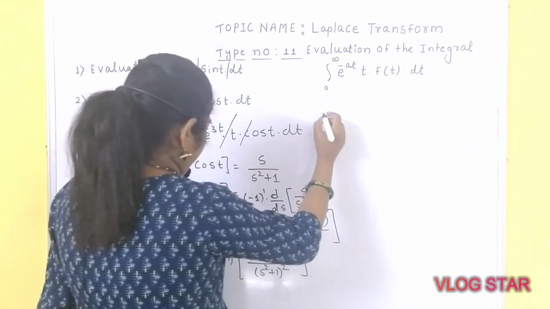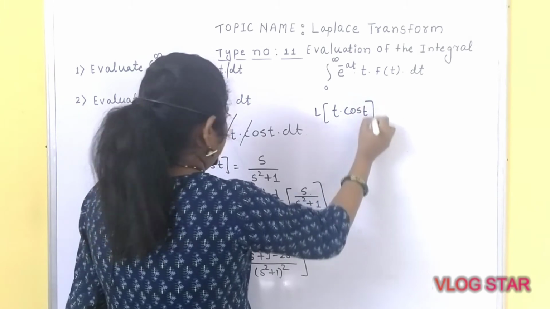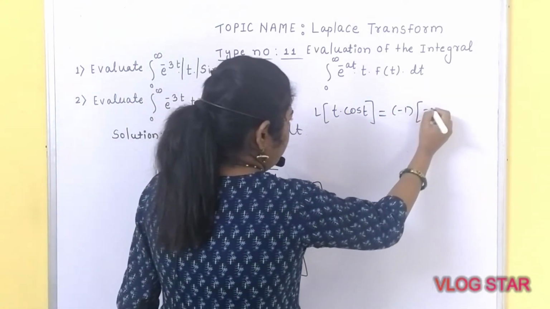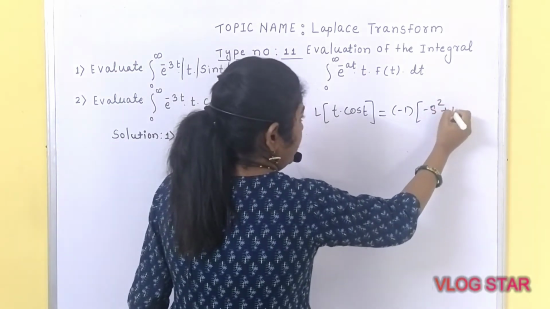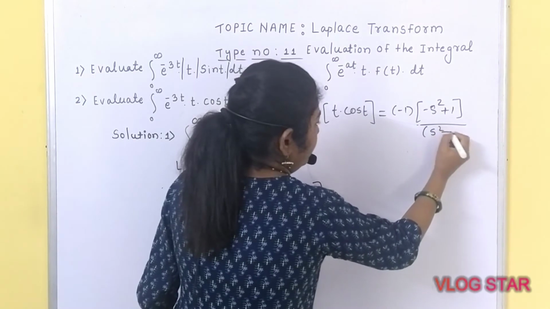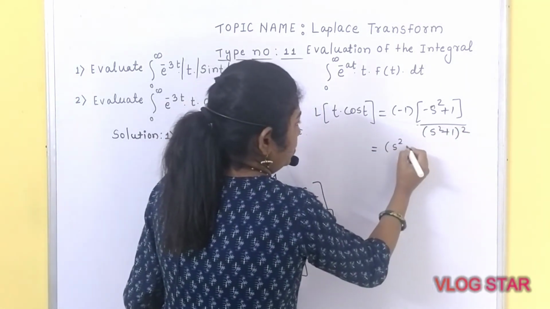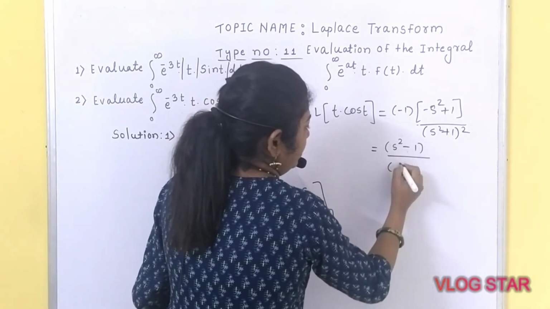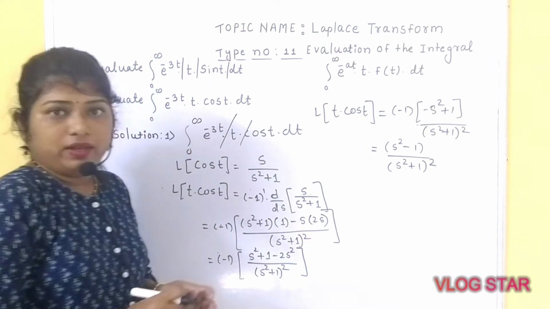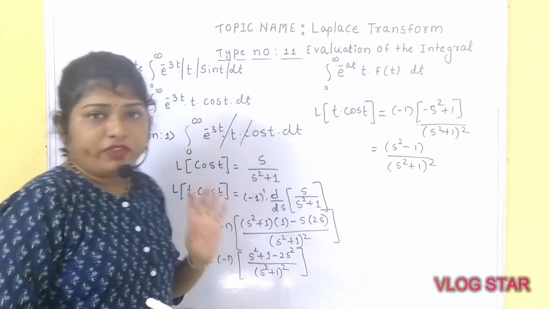So the final value for Laplace of t into cos t is equal to minus 1 minus s square plus 1 whole divided by s square plus 1 whole square, which is nothing but equal to s square minus 1 upon s square plus 1 whole square. Now the last part is remaining, that is evaluation of integral.